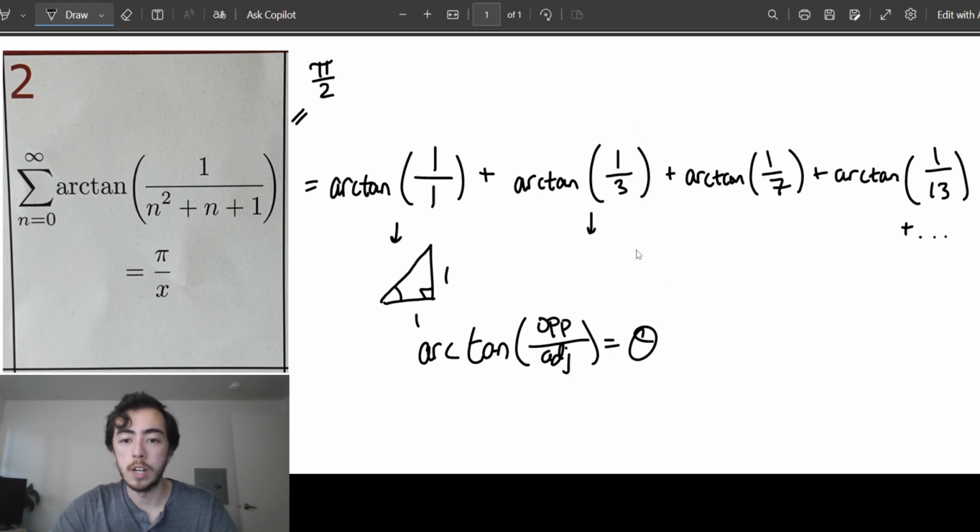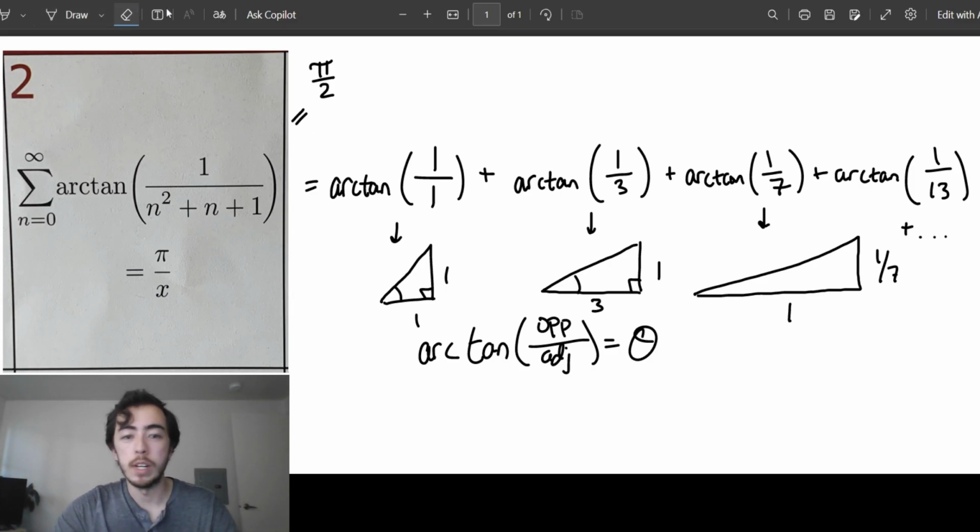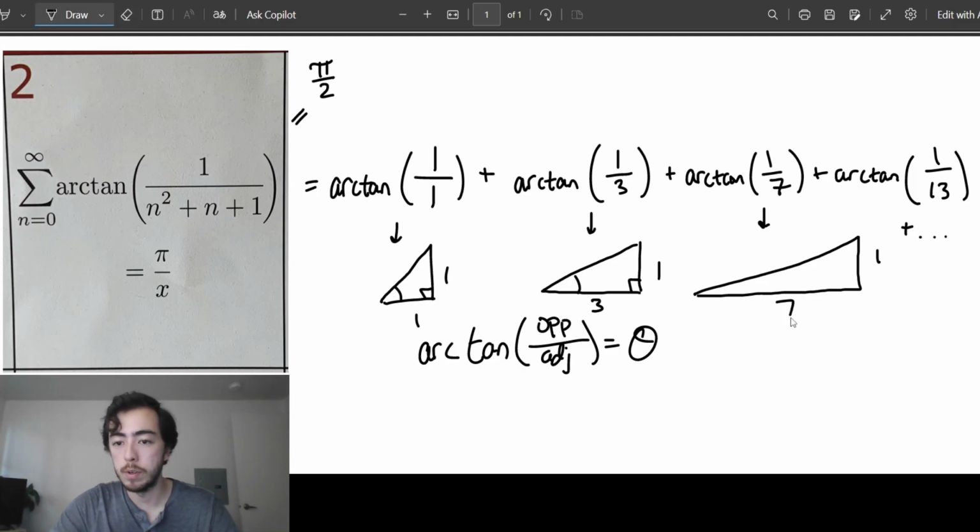This one looks like an opposite side of 1 and then an adjacent side of 3. And then the reference angle is right here. This is also a right angle. And so we could do this for every single one. Let's just draw the last one. And it doesn't have to be whole numbers either. This could be 1 and this could be 1/7 as long as they have the same ratio. But at least I think for now it's easiest for me to think of this with whole numbers.